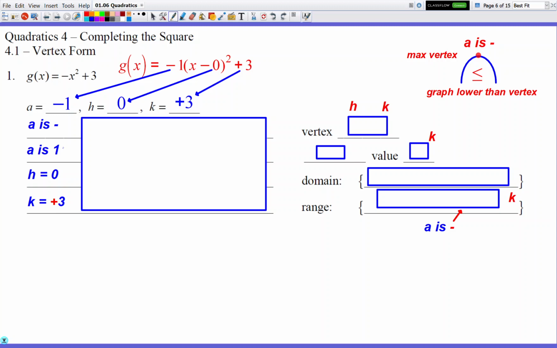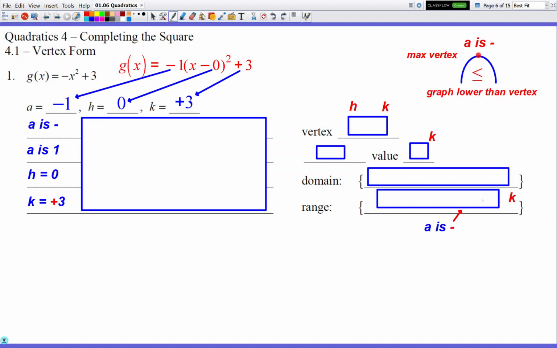The H value, let's see, how many times is the H value used? It's used once here on this third line, and it's used once here in this spot called vertex. So it's used twice. Not nearly used as many times as the A value, but still pretty important. The K value is used a lot. It's used 4 times. Once here on this last line, once more here on the vertex, once more here next to this blank called value, and once more again for the range. So as far as importance for letters, identifying the K value is probably the most important because it's going to make or break 4 blanks in this very problem.